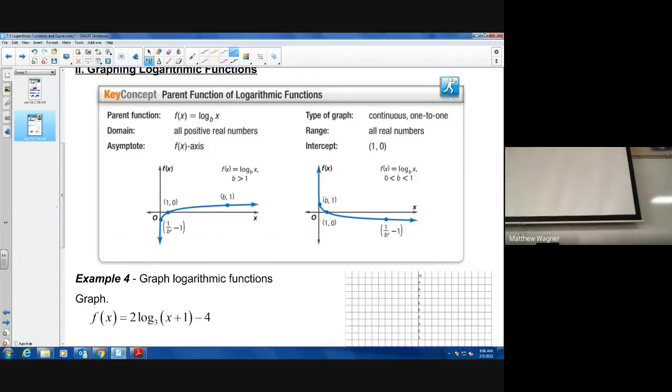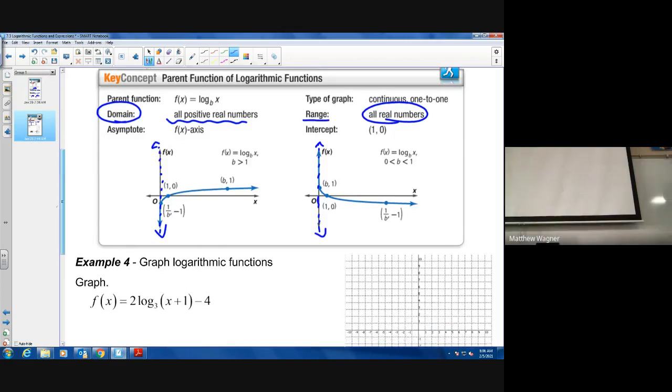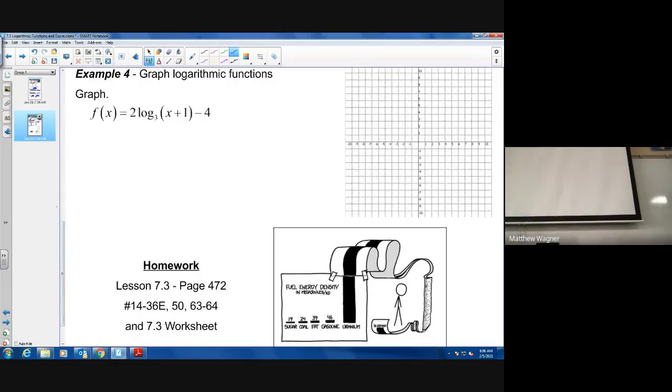Keep in mind with logarithmic graphs, since they're inverses of exponential functions, my range is always going to be all reals. The domain is what's going to be limited. Okay, and we're going to have vertical asymptotes on our graphs. It's kind of the opposite of exponential functions, which makes sense. So we're going to go through the 2 ways to figure out these problems.